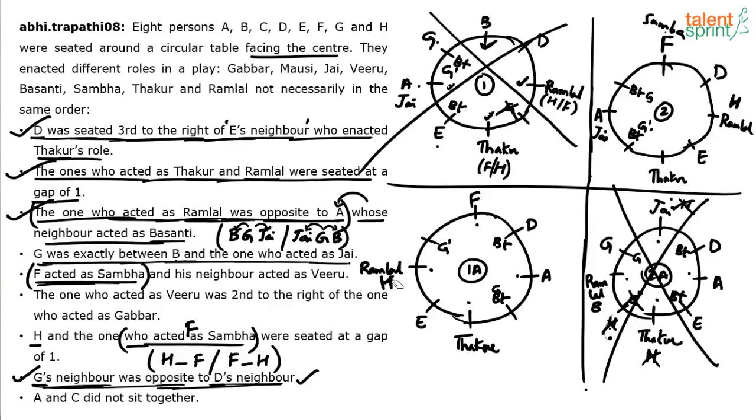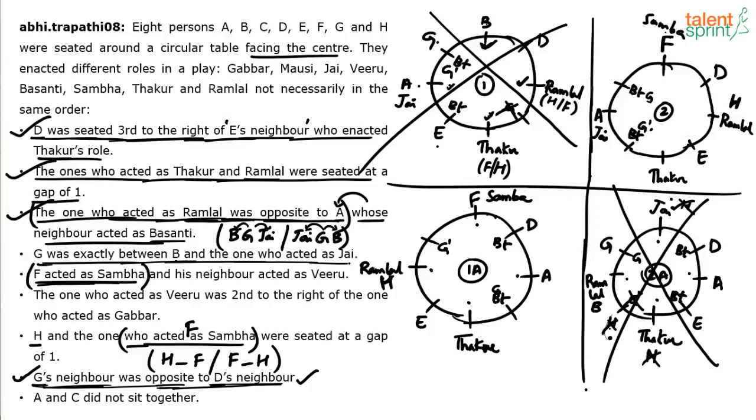How are we able to fix F in this position? Because I know that F cannot be in Ramlal's position, F cannot be in Thakur's position, because F is playing the role of Samba. F is Samba. Okay, F and H are fixed. G is still not fixed. Okay, now what else is there?